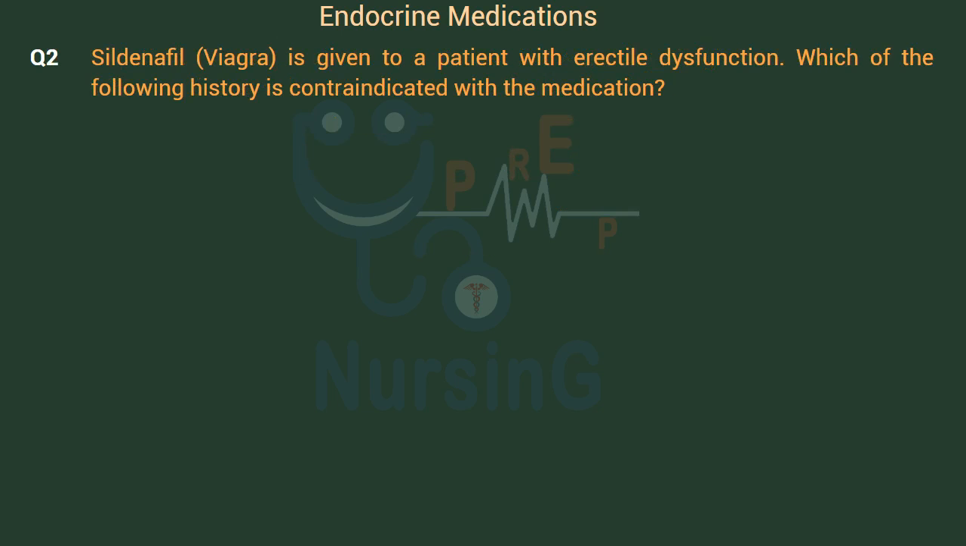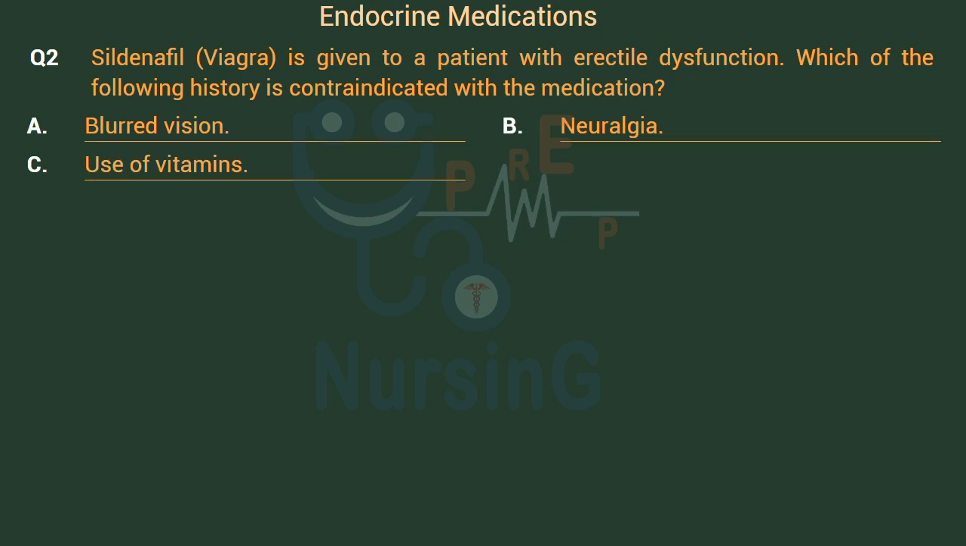Sildenafil, Viagra, is given to a patient with erectile dysfunction. Which of the following history is contraindicated with the medication? Option A. Blurred vision. Option B. Neuralgia. Option C. Use of vitamins. Option D. Use of nitroprusside. Right answer is Option D.